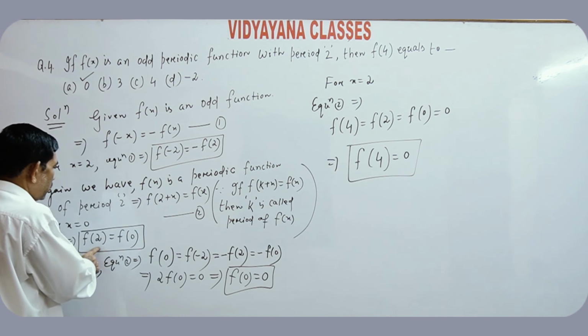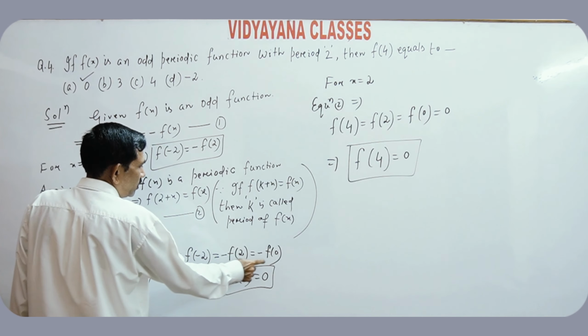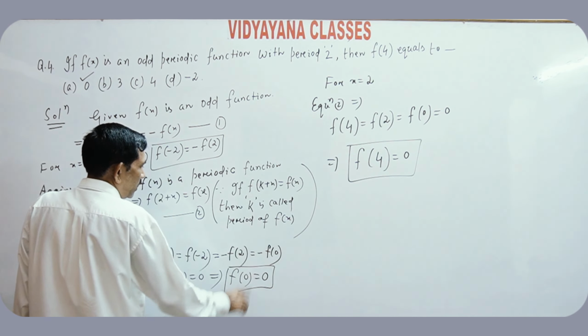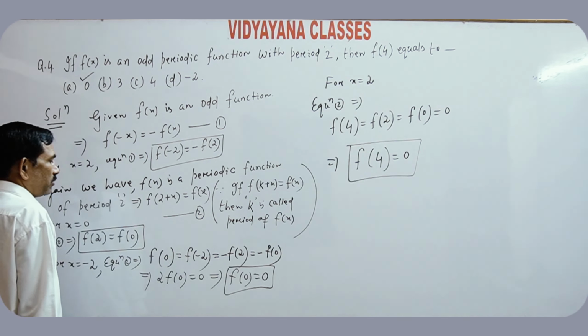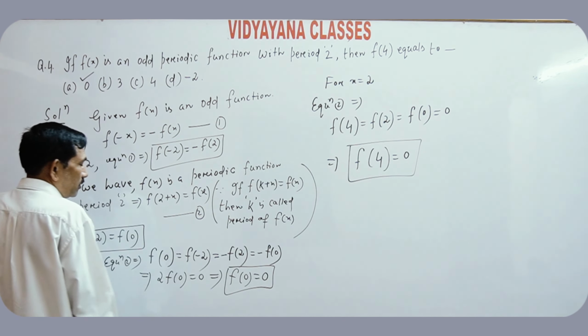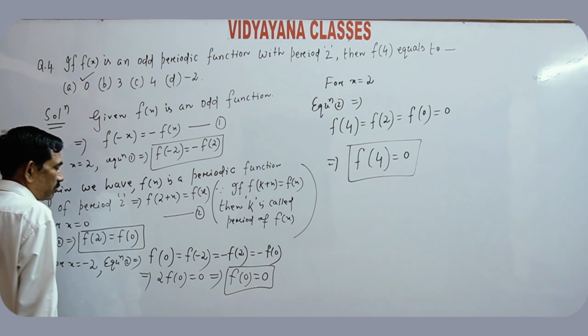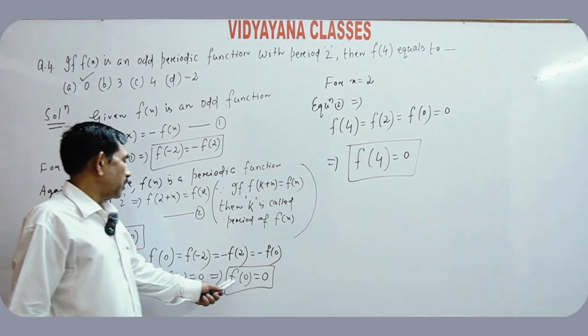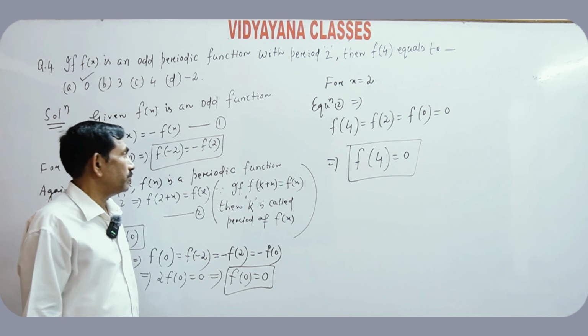And f2 is equal to f0. So it is minus f0. f0 is equal to minus f0, which implies 2 times f0 is equal to 0, f0 is equal to 0.